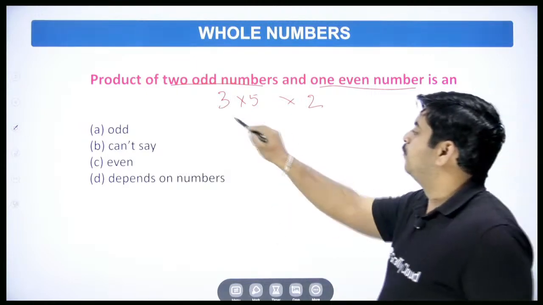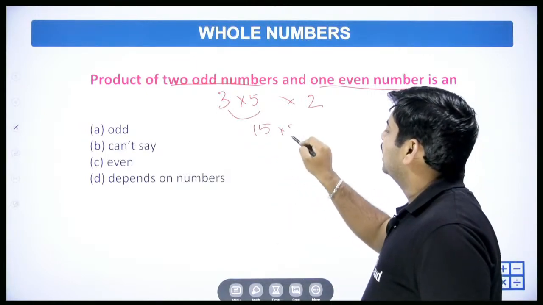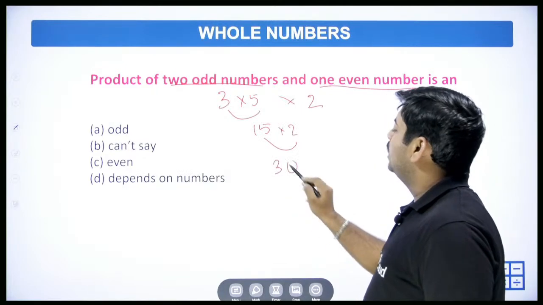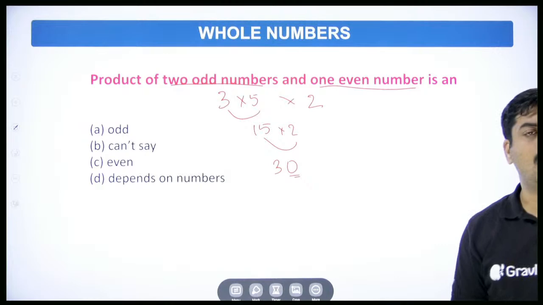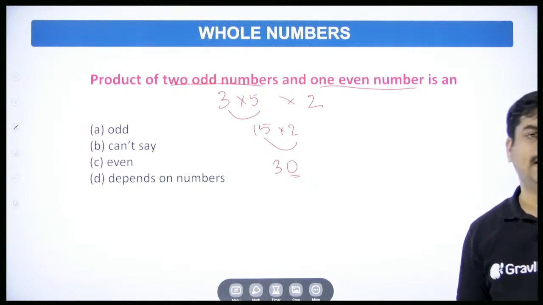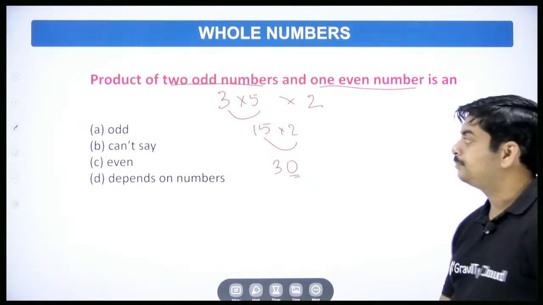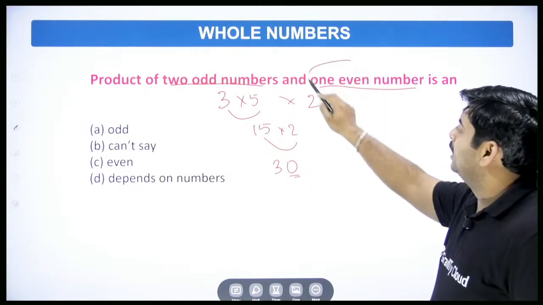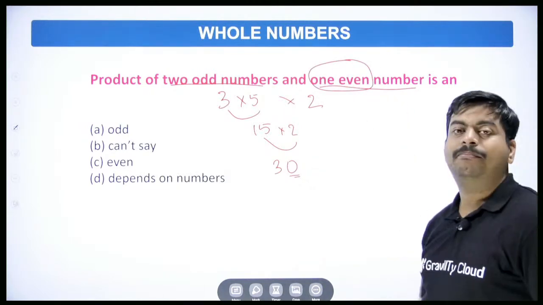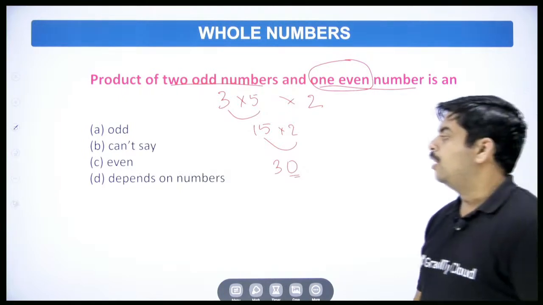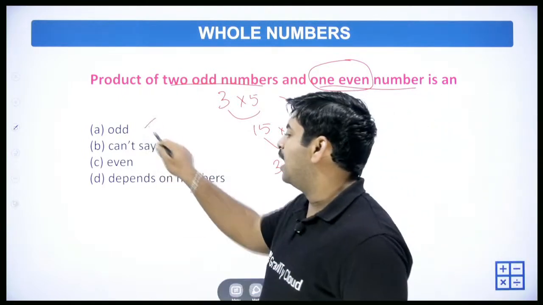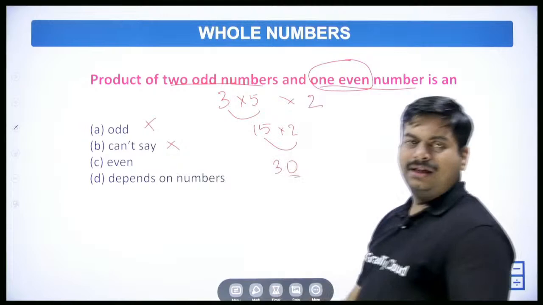So 5 into 3 is 15. So 15 into 2 is again 30. 0 is also an even number, so 30 is an even number. However many odd numbers you may have, one even number is enough to make the complete product an even number, right? So is it always odd? No, it can't be.